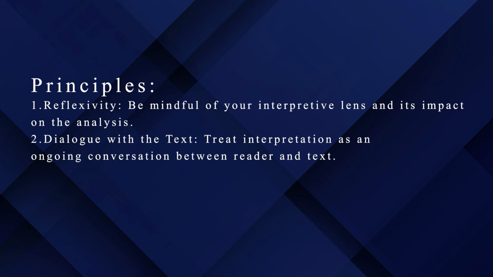Number 2, dialogue with the text. You should treat interpretation as an ongoing conversation between the reader and the text. I told you before, talk to the text. Don't just be a passive reader. Speak to it. Like, what are you telling me here? How about the verse from Ghazal such and such? They seem to be contradictory. What is lying beneath this line?